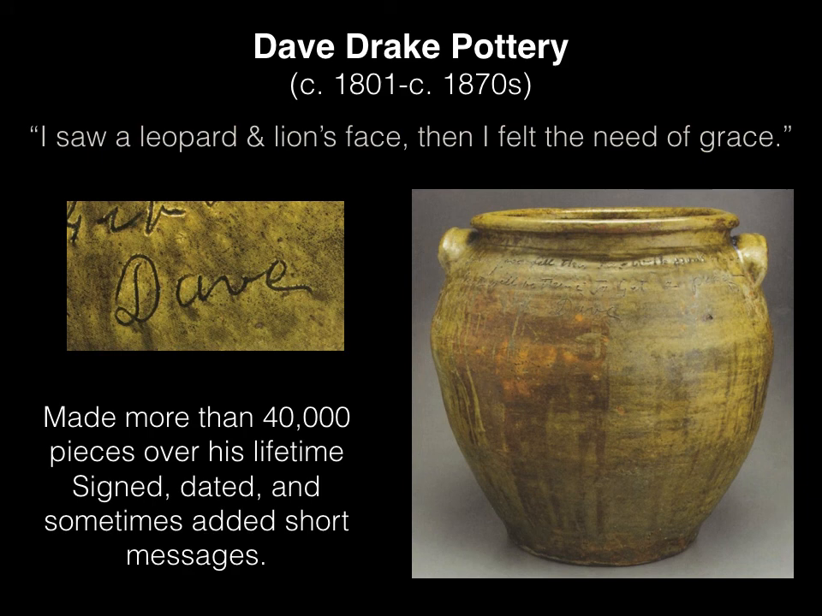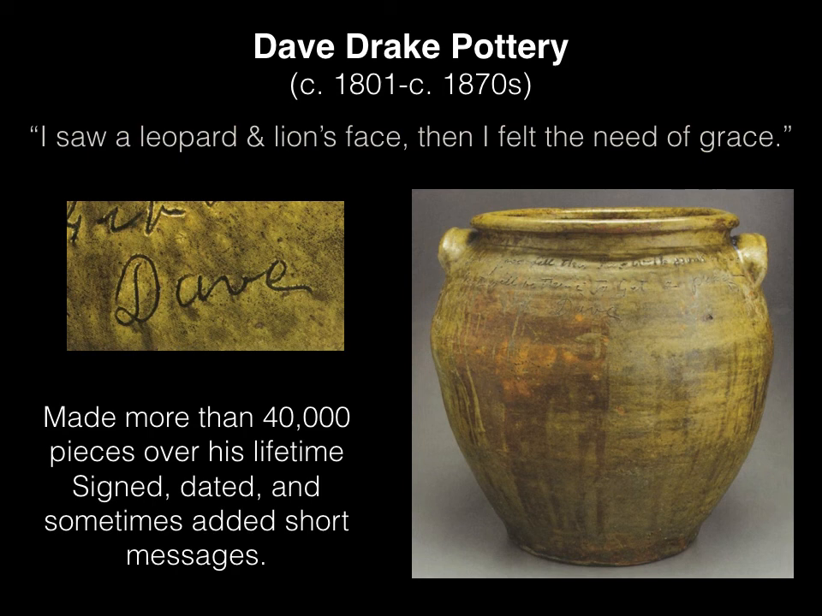Another very interesting artist that has come into our understanding was Dave Drake, who lived probably between 1801 and the 1870s, who became a potter. He was also one of the very few slaves at this time who had the ability to read and write. He was born into slavery about 1800. He was taught to read and write so he could work as a typesetter in a local paper. In 1834, the earliest examples of his writing appeared.